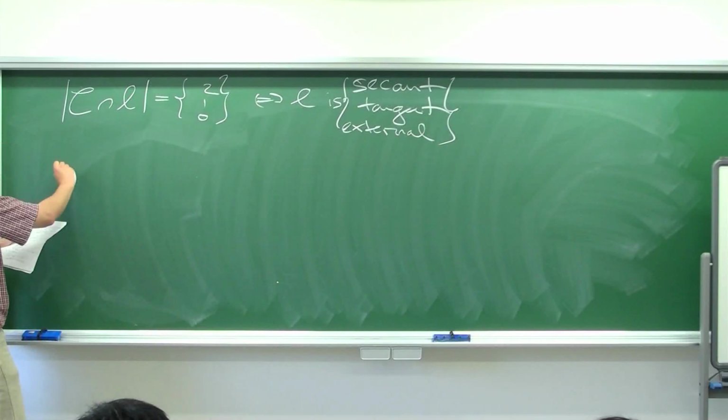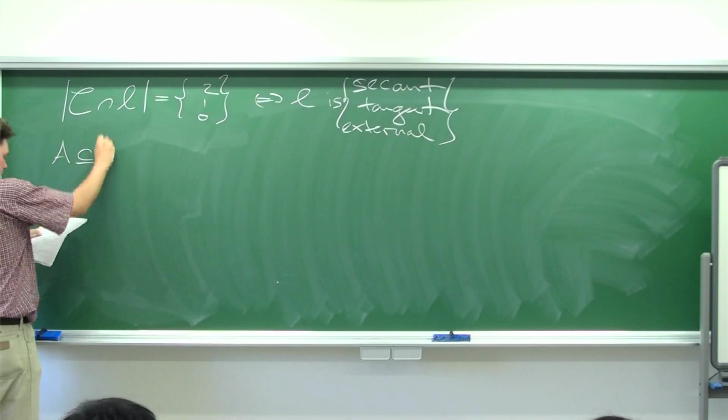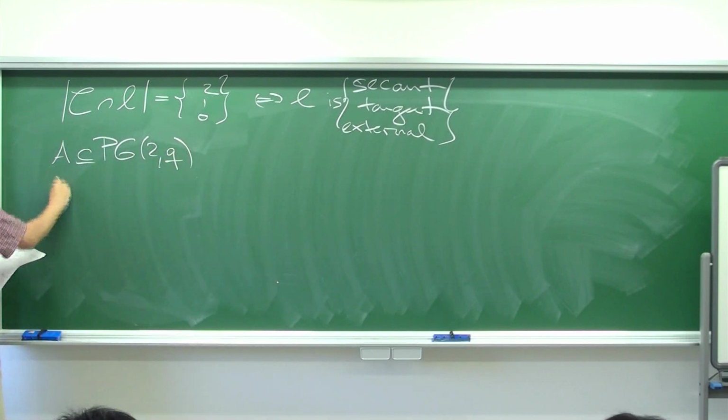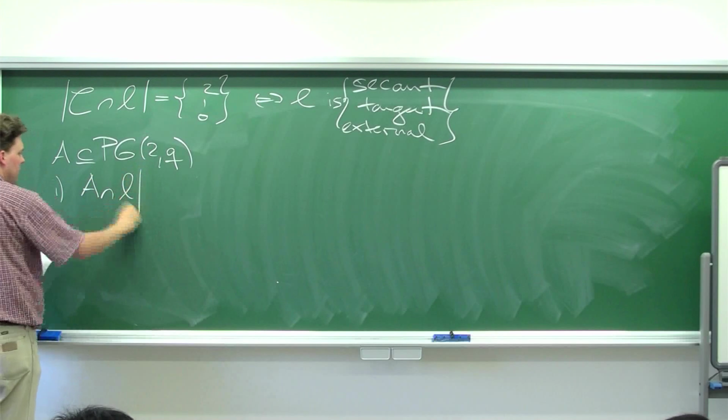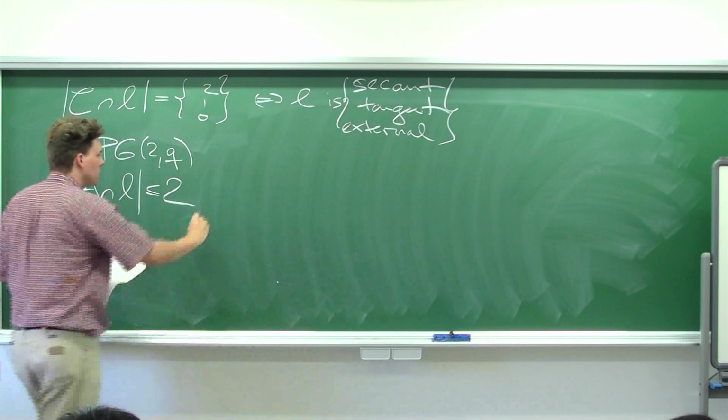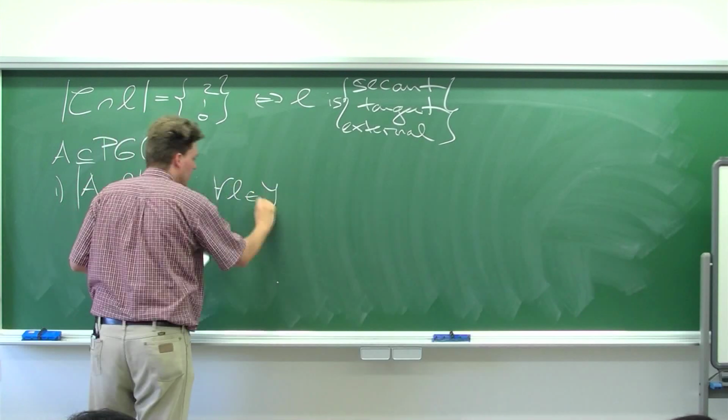So what we want to do now is build a new theory of conics. Maybe I shouldn't call them conics. So we want to ask the following axiom. So A, a subset in PG(2,q). And we want to put that when you intersect it with a line, you hit at most 2 points. This is for all lines.